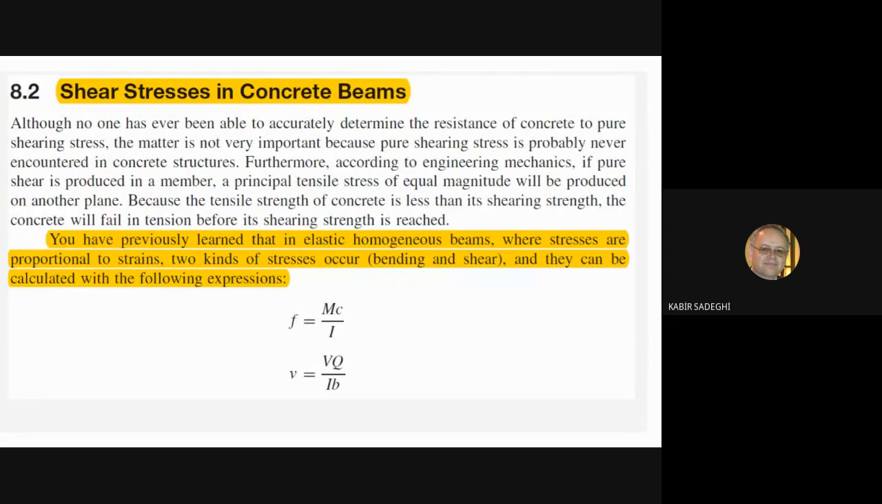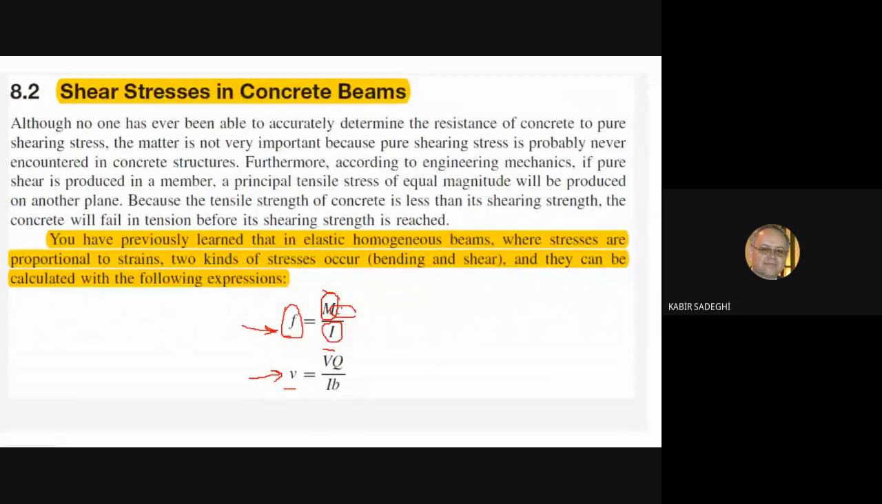You remember from strength of material and statics, we had 2 formulas, one for flexure, or stress due to bending moment, and the other for shear stress due to shear force. In the first formula, we have the flexural stress due to moment, which depends on the moment of inertia of the section and also the location of the neutral axis from the top.